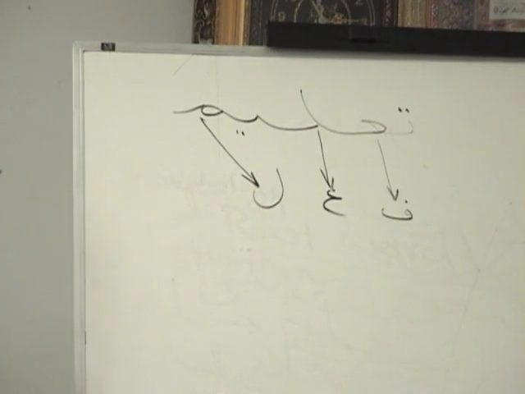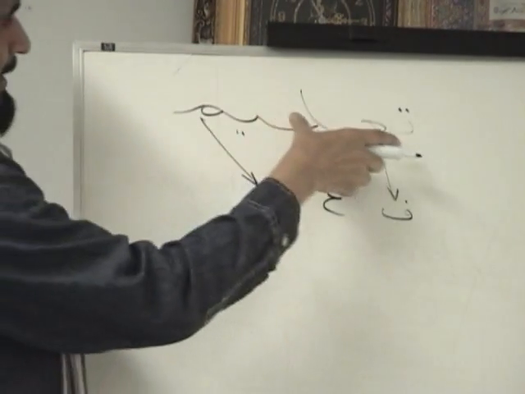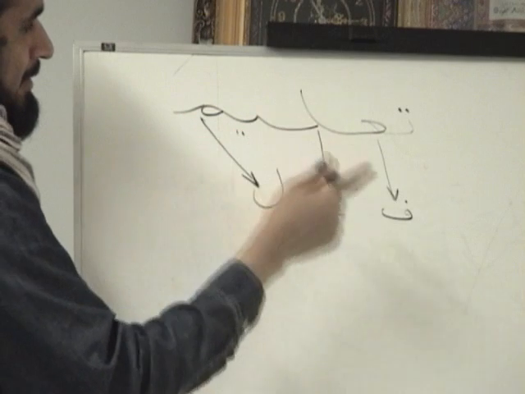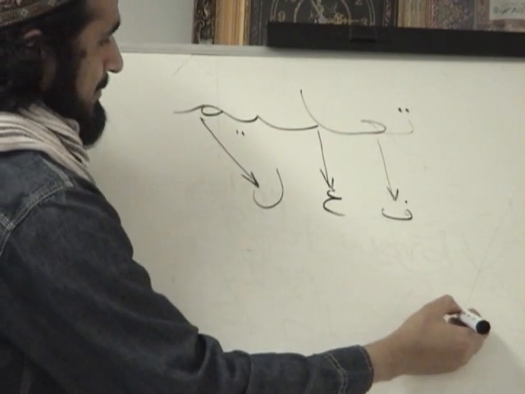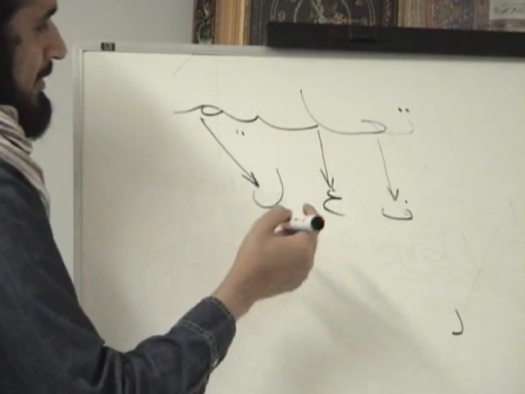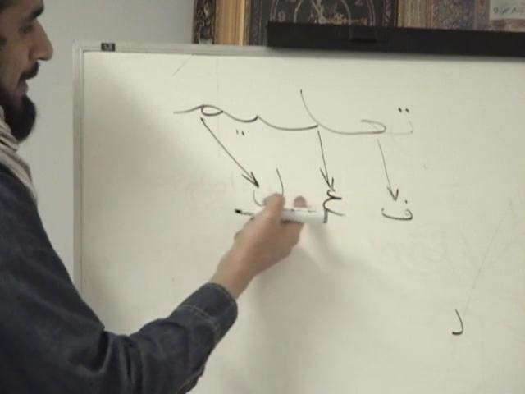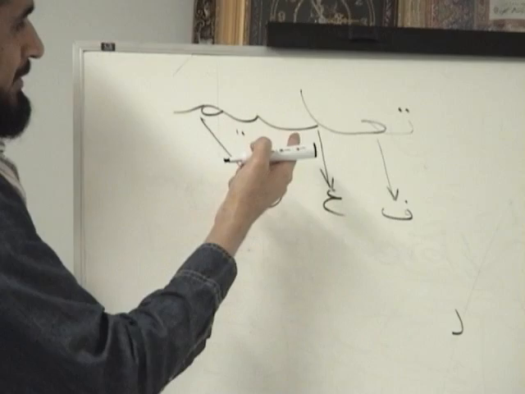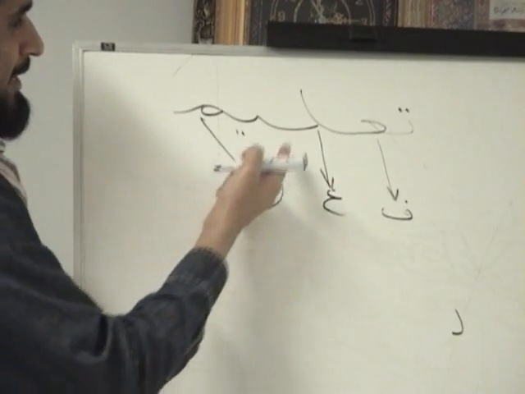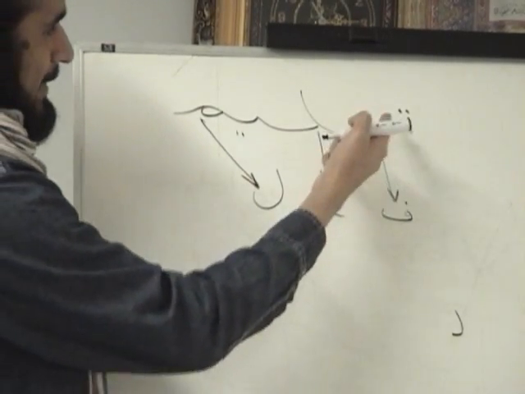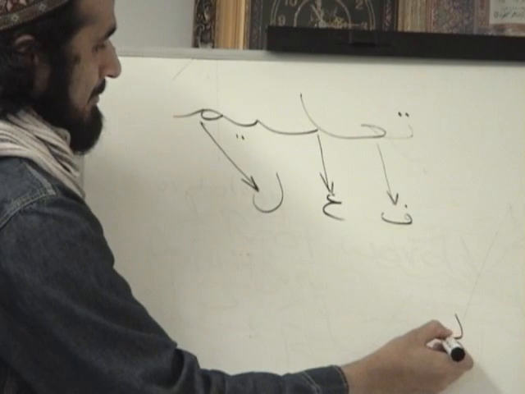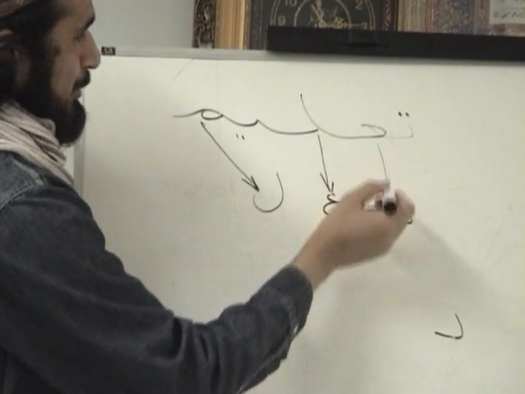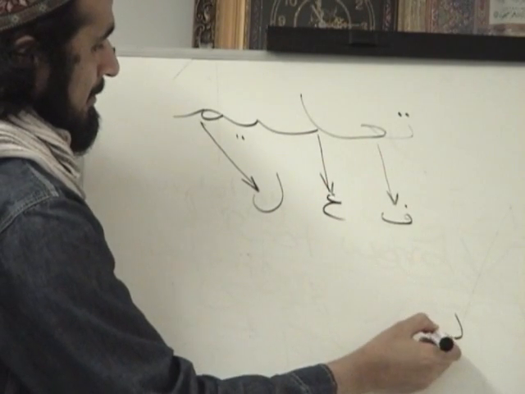Okay? So what you do is you make the exact same word here. You replace everything that was part of the original root word with fa, ayn, and lam. And anything extra, you just keep it. So you keep the ta, but you replace the ayn with fa.